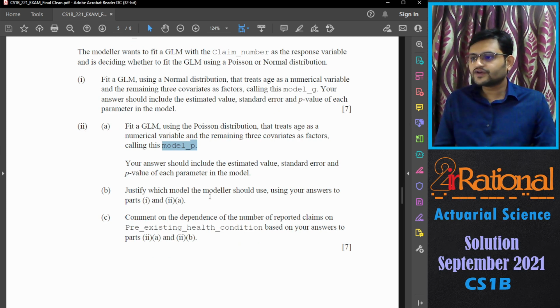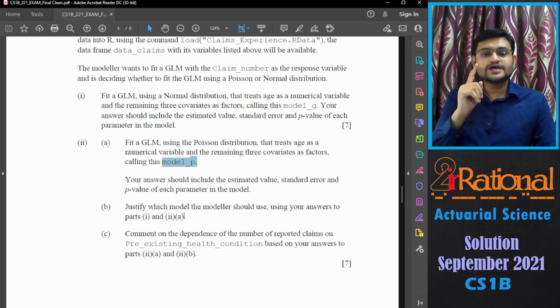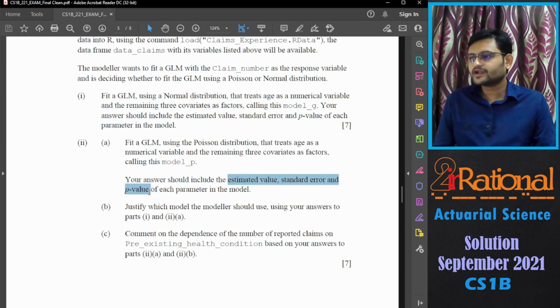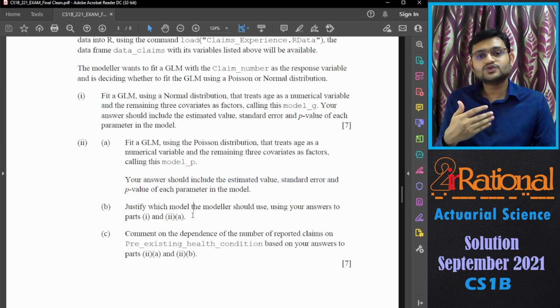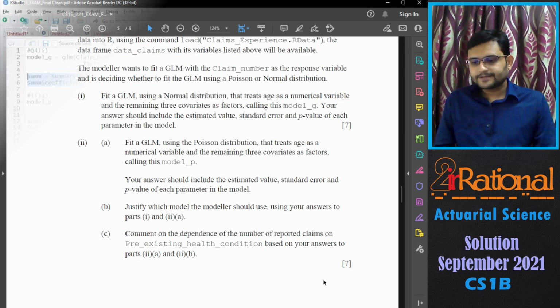Then they are saying justify which model the modeler should use using your answer to part 1 and 2a. So you can use the AIC number to determine that, but here because they just asked us to take estimated value, standard error and p-value, I use that to figure out which model is better, but you can definitely use the AIC number too. Then comment on the dependency of the number of reported claims on the pre-existing health condition based on your answer in part 2a and part 2b.